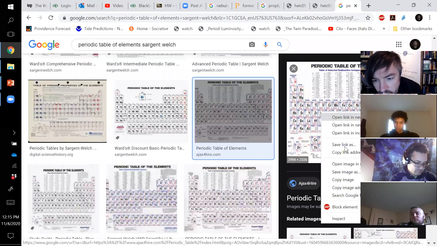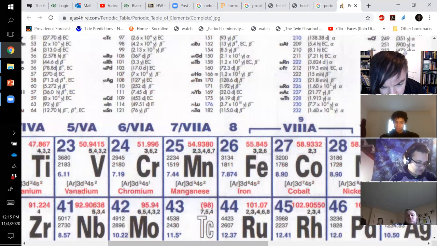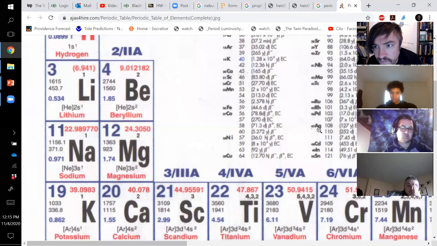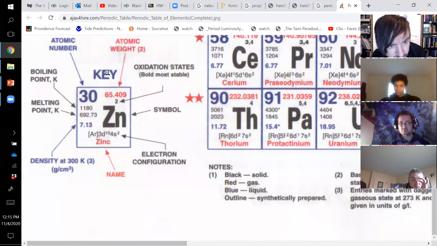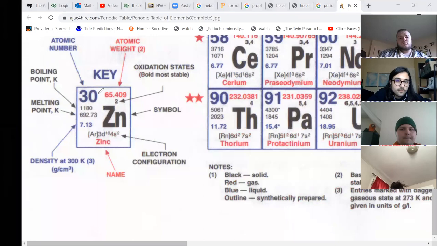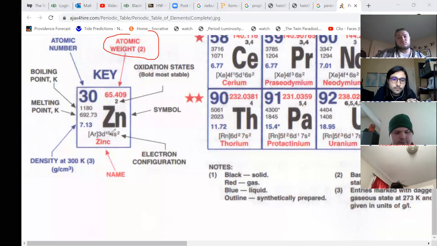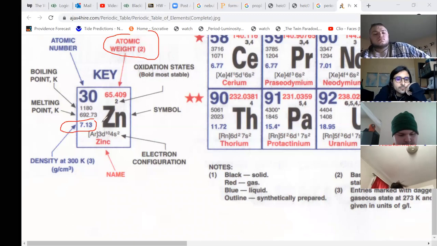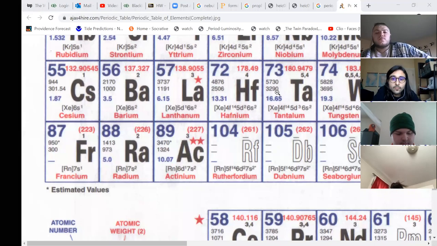And I want you guys to look at this here. The Sargent-Welsh periodic table of the elements is packed full of all kinds of fascinating information about elements, okay? So you'll see here in the legend that it has the atomic number, the average atomic mass. The average atomic mass is here. They have oxidation states and electron configurations, but this is what I'm here to show you. The density measured at 300 Kelvin, which is close to room temperature, in grams per cubic centimeter. Zinc has a density of around 7 grams per cubic centimeter. And that's very typical of metals. Metals tend to be around 7 grams per cubic centimeter. But I want you guys to notice that if you look close, each element has a slightly different density.